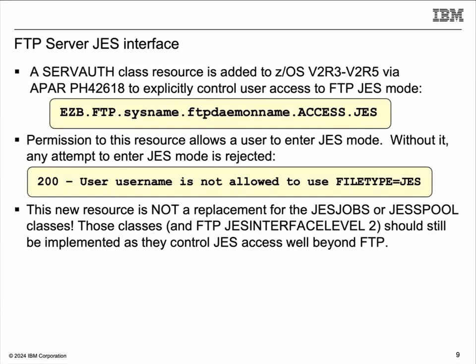Note this is not a replacement for JES jobs or JES pool. Those have broader use beyond this and are still useful. We felt there was such a demand for this function, and it was such an important function, that we rolled this back very early in 3.1. You see an APAR number on that top bullet. We rolled it back to 2.3, 2.4, and 2.5. And this occurred about 2 years ago. So that APAR has been out there now for quite a while.